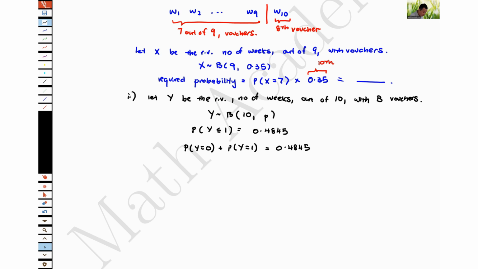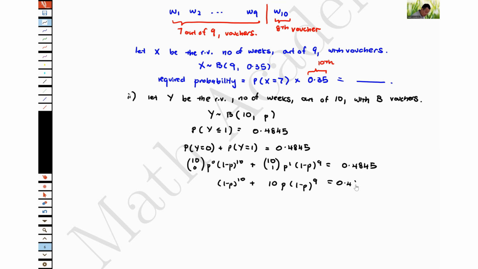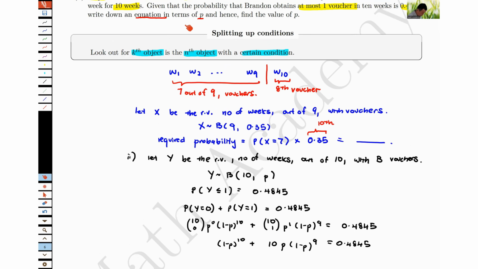Okay, so we apply the formula, then 10 choose 0, P^0, (1 minus P)^10. Plus your y is 1, 10 choose 1, P^1, (1 minus P)^9. We simplify as much as we can. Anything choose 1 is always that same number. N choose 1 is n. Okay, so 10 choose 1 is just 10. And this is that equation that you are asked to form. I want an equation in terms of P, and this is that equation.